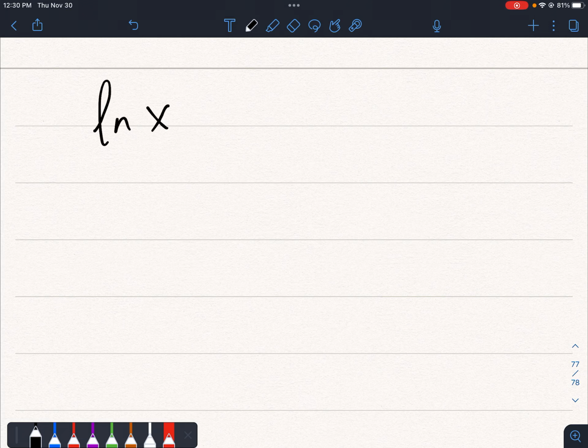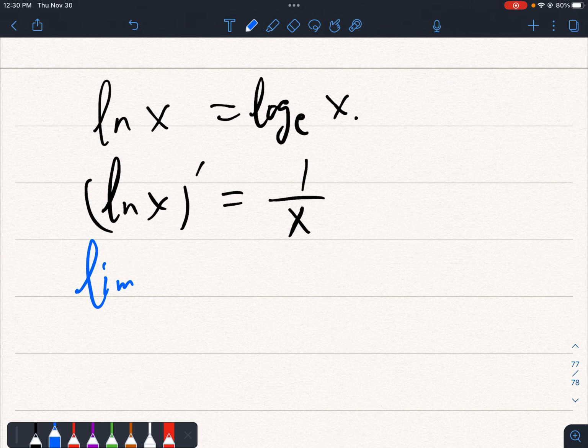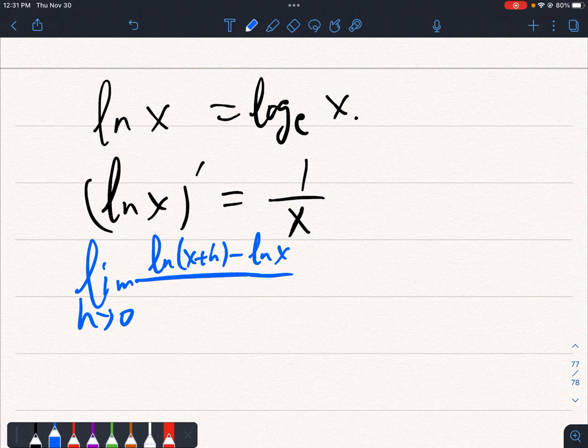But what about some other functions? What about the ln of x, which is the natural log? So this is the log base e of x. What about ln of x? If you take the derivative, then this is going to be actually 1 over x. This is very important. But how do we show it? Well, you can just show it by the definition. The limit as h goes to 0 of ln of x plus h minus ln of x, divided by h. This should be 1 over x.